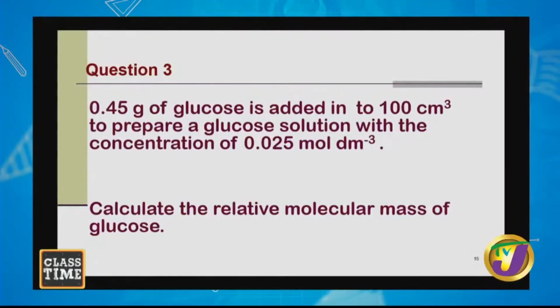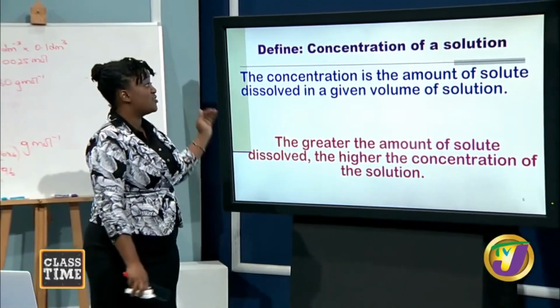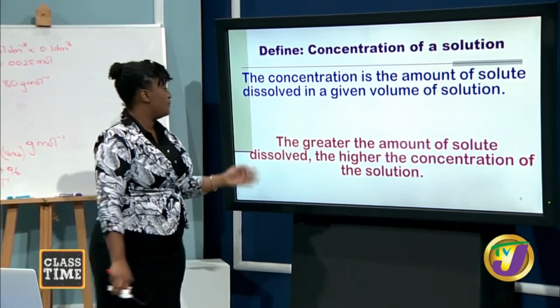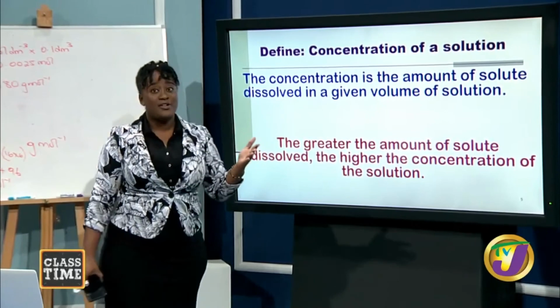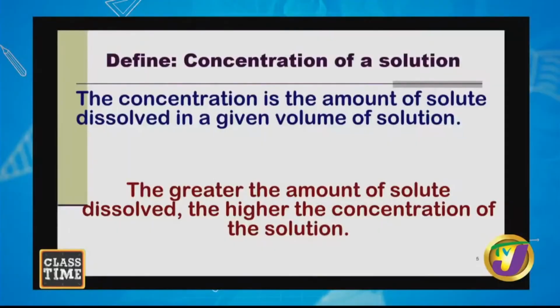All right, let's do another. So again, let us recap concentration. Concentration is the amount of solute dissolved in a given volume of solution. What is a standard solution? A standard solution is normally used by chemists in the lab. A standard solution is a solution in which the concentration is accurately known. So we normally use standard solution to do our titrations.